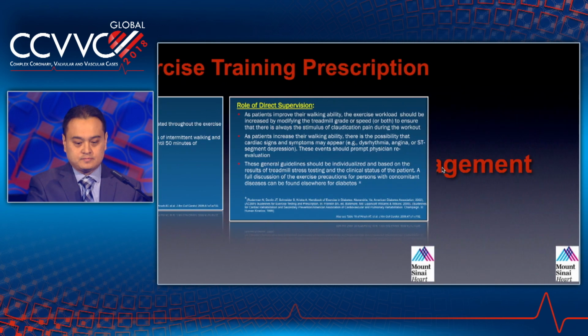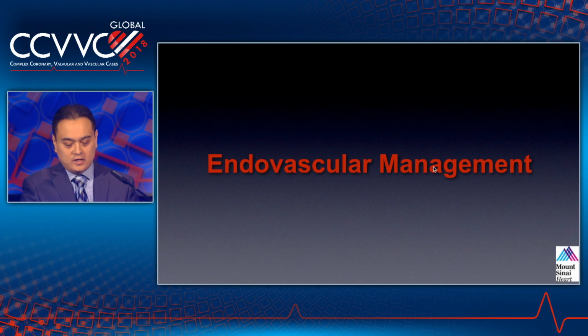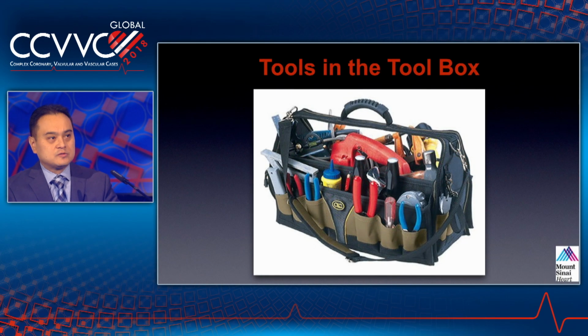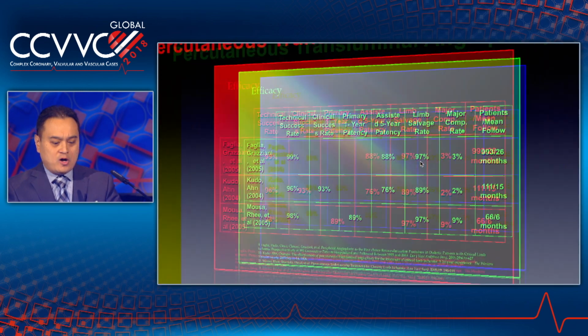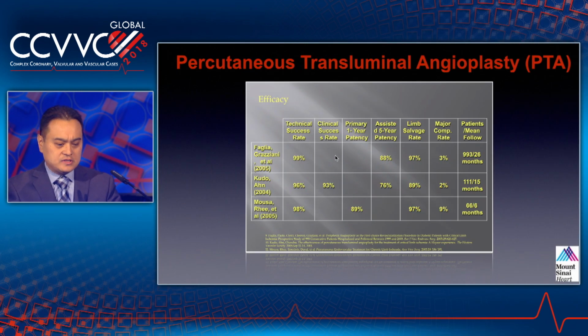So now, endovascular management: what's in our toolbox when these patients come to you and how we could help them in the cath lab. Plain balloon angioplasty, as you know, works. We could do that. This data shows that technical success rate is high and it is fairly simple to use, and primary patency is 89% after 1 year, and about 88% after 2 to 3 years.